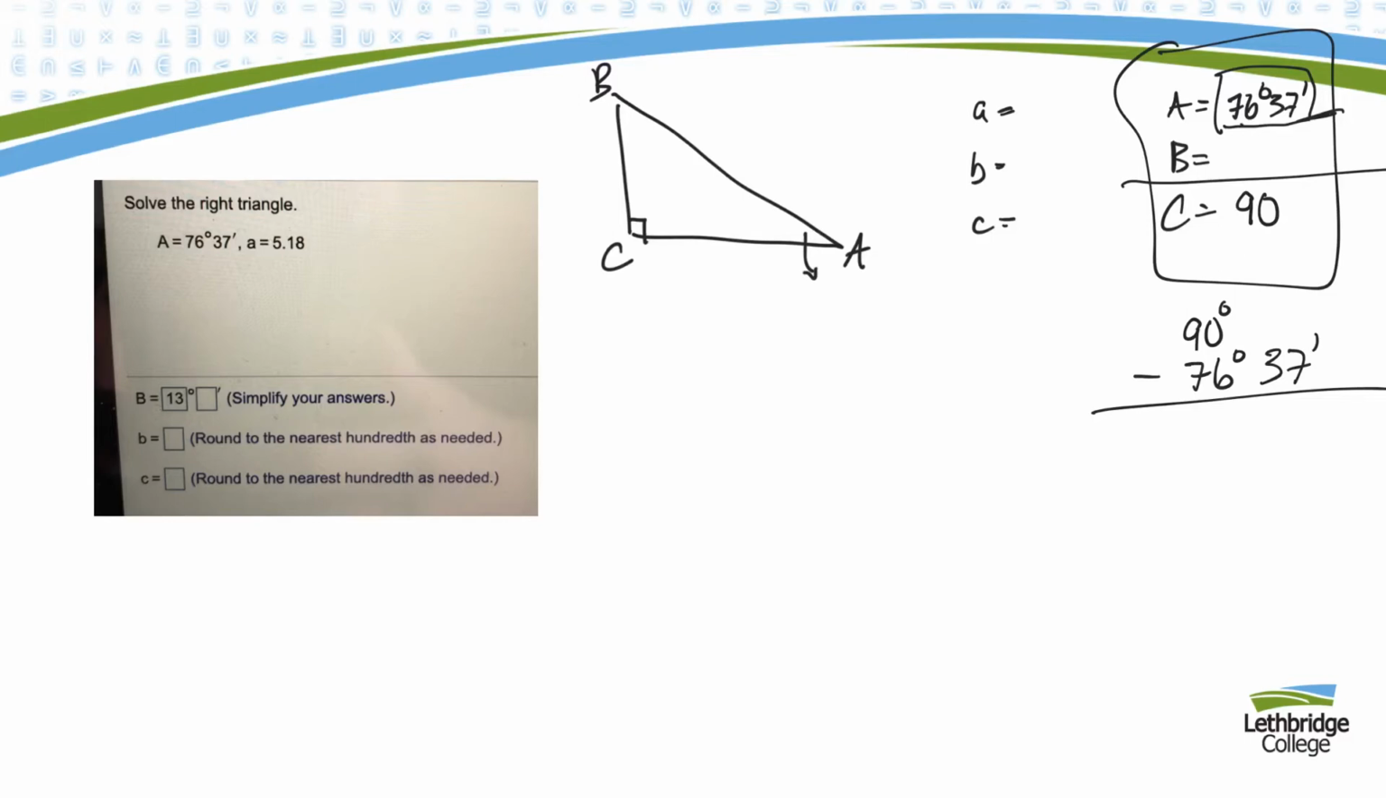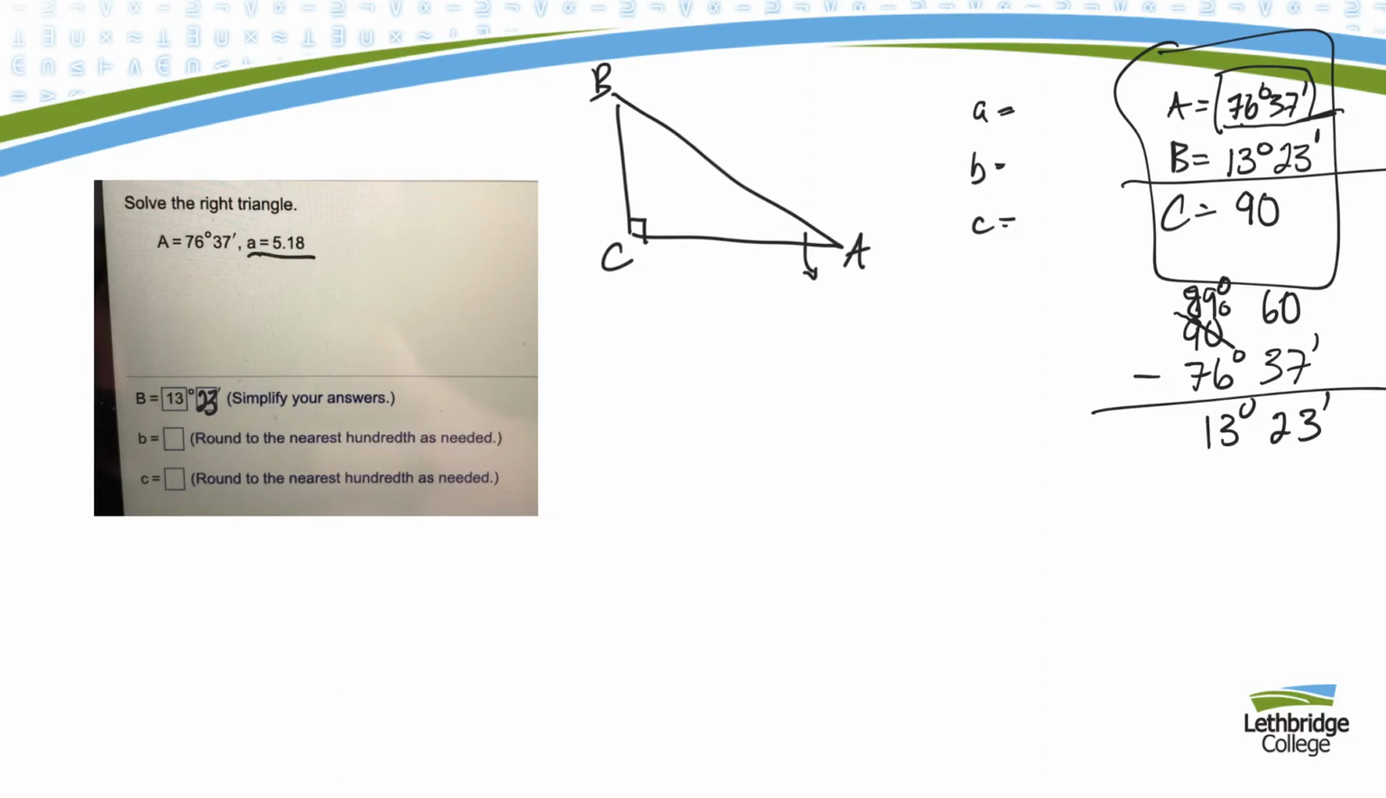Okay, so to subtract these, I'm going to have to borrow. You can't really do it on a calculator unless you have a degree minute second button. Anyway, I'm going to borrow a degree here. So it'll leave me 89 degrees. And when I borrow a degree, that's the same as 60 minutes. So 60 would come over here. 60 take away 37 is 23. 89 take away 76 would be 13. So my angle measurement, 13 degrees and 23 minutes. Okay, that's an easy part. So let me write that in, 13 degrees, 23 minutes.